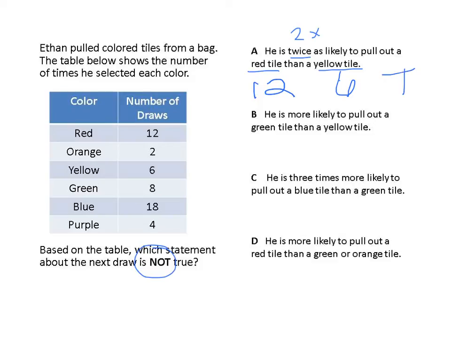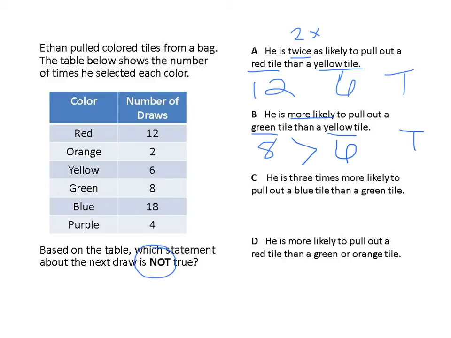B, he is more likely to pull a green tile than a yellow tile. So let's look at our table again. We can see that green, there were 8 tiles, and yellow, there were 6 tiles. Is he more likely to pull a green than a yellow? Yes, he absolutely is. So that is true as well.